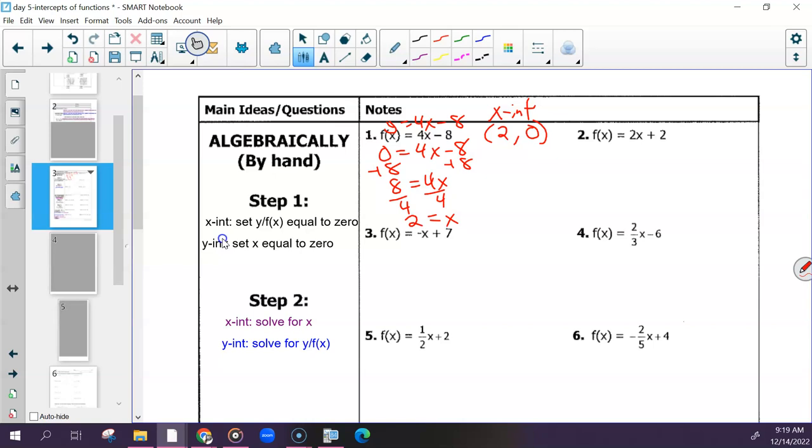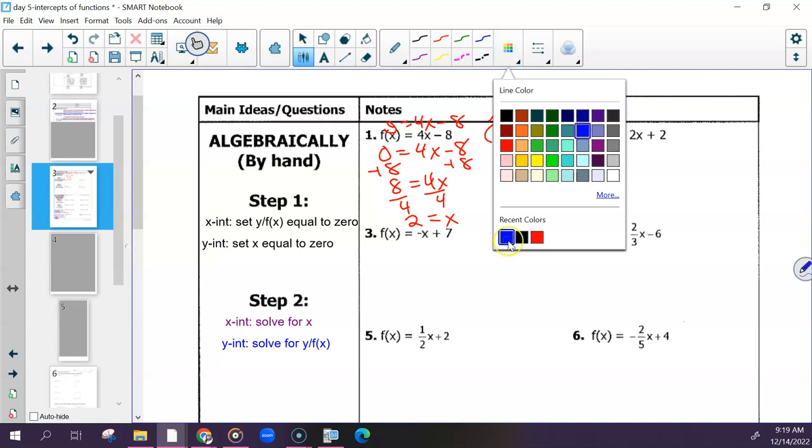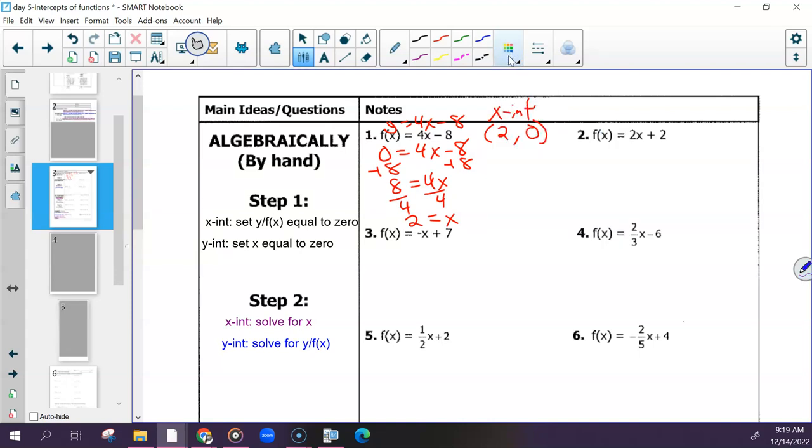Before we do our y-intercept, do we have questions on that one? If you need more space, because these are really close together, grab more paper. There might be a blank page on the back. You can go there. So now we're going to do the y-intercept, where we're going to put 0 in for x.